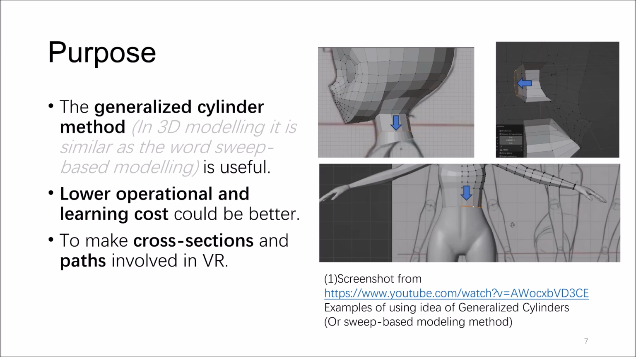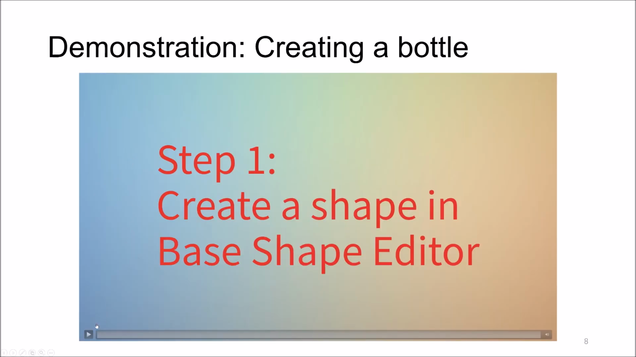Sweep-based modeling is widely and frequently used by artists, and it has the very same idea called the generalized cylinder method. In this way, artists can quickly build necks, limbs, and even animate hair and face meshes. This idea is commonly used and not very complex. Therefore, we want to use VR to lower the barrier and help users quickly build shapes using this concept while keeping the cross-sectional shape and sweeping paths under control. To echo the above concept, we built a system.